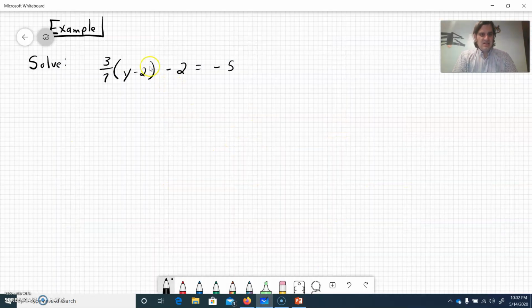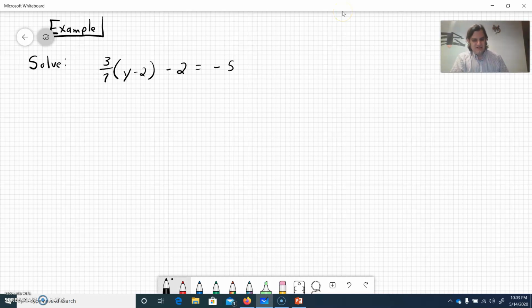Let's go to an example. So this is my first example. It's 3/7 times the quantity of y minus 2. Then minus 2 equals -5. So I have a left side, I have a right side, there's an equals in the middle.